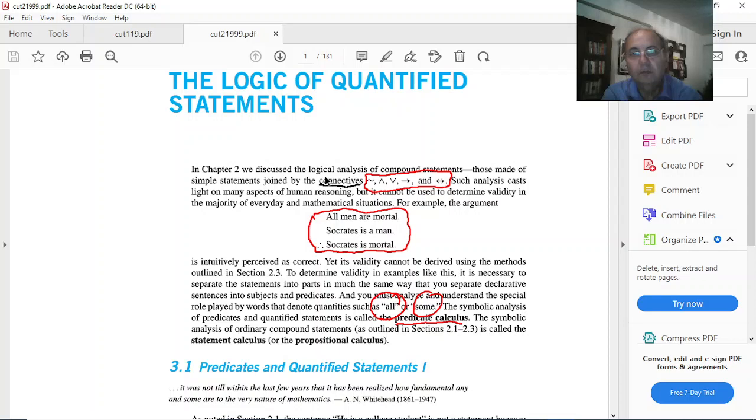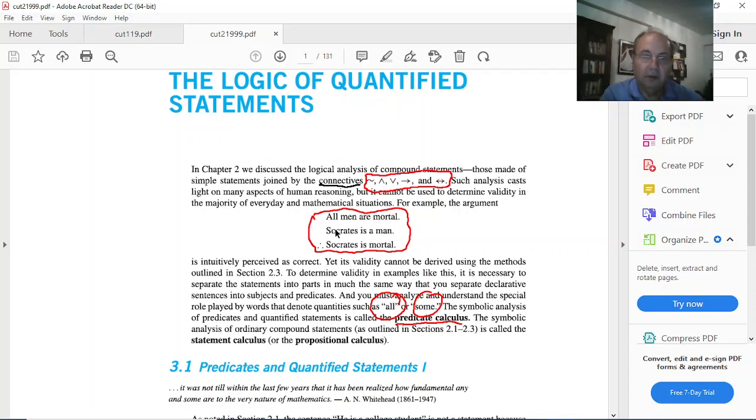Logic of quantified statements. Previously we learned negation, and, or, then, and if and only if. But we have to think about quantifiers and predicates for further improvement on the logic side.